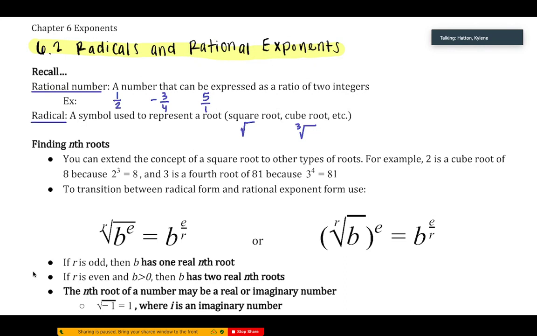Basically, radicals, or roots, are the opposites of exponents. The square root would be the inverse of raising something to the second power. And the cube root would be the inverse of raising something to the third power.